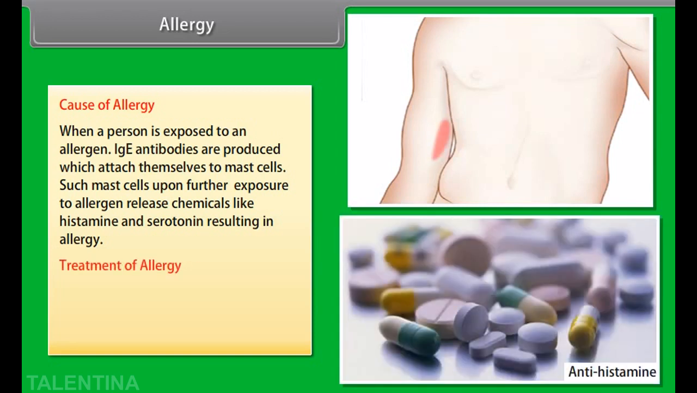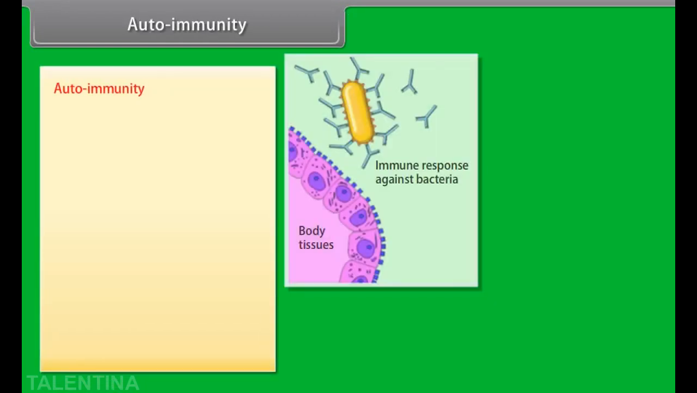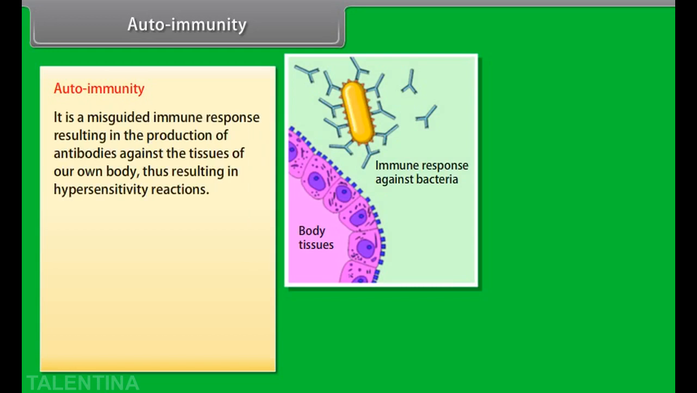Treatment of allergy. Allergic symptoms can be reduced with the use of drugs like antihistamine, adrenaline, and steroids. Autoimmunity. It is a misguided immune response resulting in the production of antibodies against the tissues of our own body, thus resulting in hypersensitivity reactions.